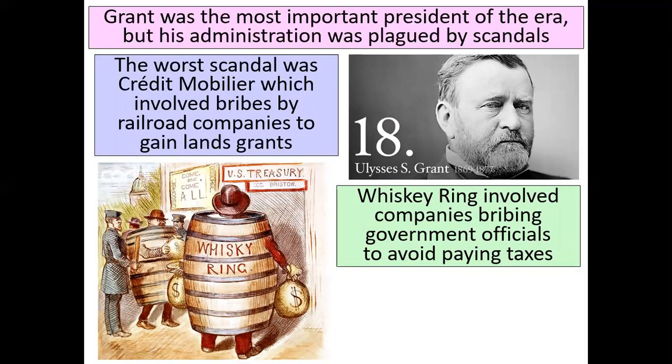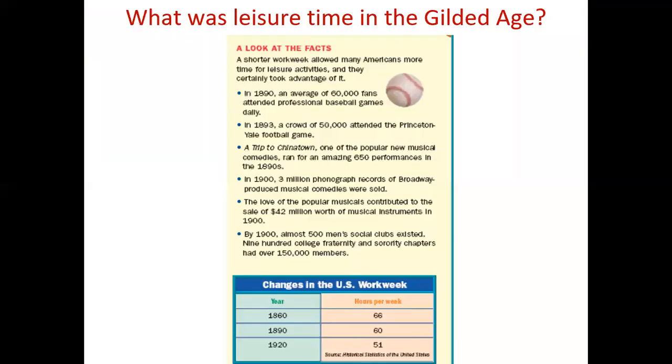And then in the whiskey ring situation, these whiskey companies, these liquor companies, were bribing government officials so they didn't have to pay taxes, because liquor takes more taxes. There's such a thing as an alcohol tax. And so they were avoiding paying taxes by saying, hey, Senator Johnson, here's $100. Wink, wink, I paid my taxes this year, so don't come audit me. And these scandals plagued his presidency.